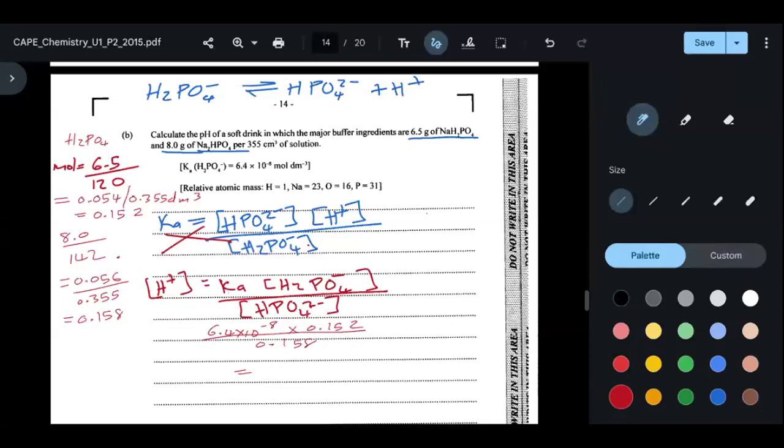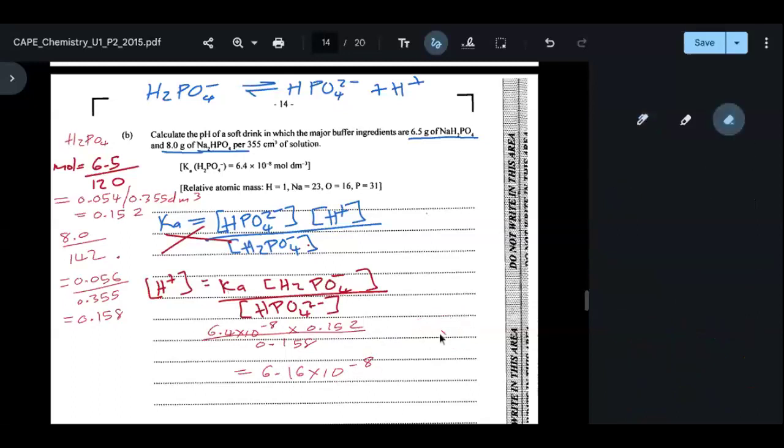Times 10 to the negative 8. When you're working with very tiny numbers or very big numbers, just pay attention to the end of your calculator screen for the times 10. So this is the hydrogen ion concentration.